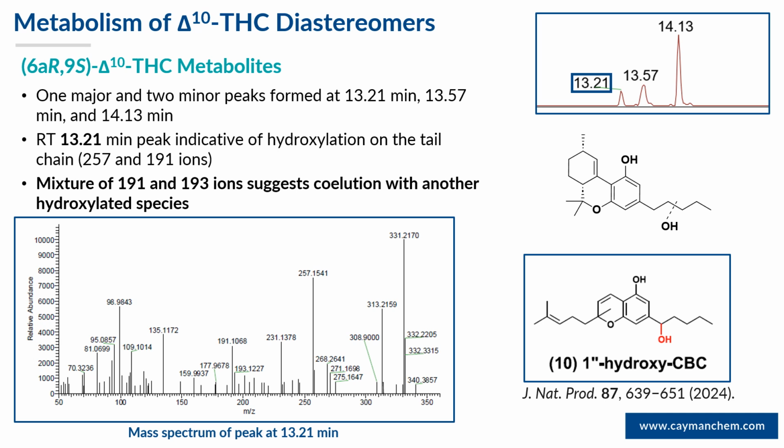ring hydroxylated species. There's a lot of research that's been done on the metabolism of various cannabinoids, and this particular Journal of Natural Products study on CBC identified benzylic hydroxylation at the 1 double prime position. They were able to confirm this with their own synthesized reference standard, but other research in these areas indicates hydroxylation further down the tail chain in the 4' and the 5' positions. It's not clear where our hydroxylation is occurring, but our mass spectrum shows that we are getting the tail chain hydroxylated species based on those 191 and 257 ions.